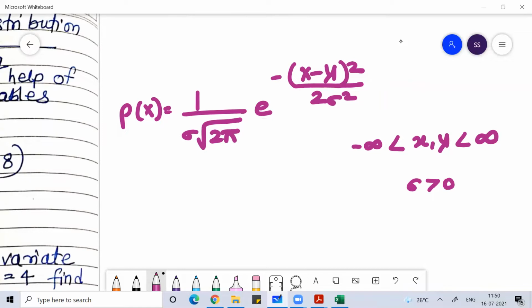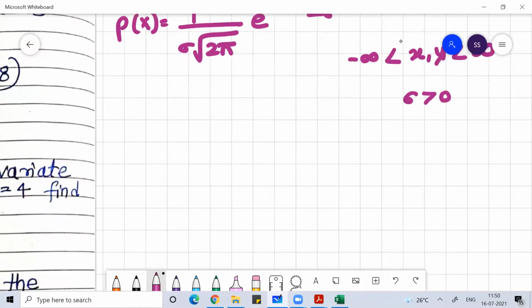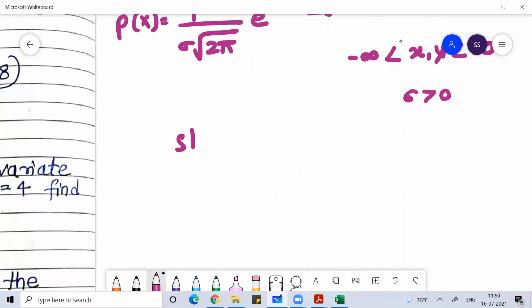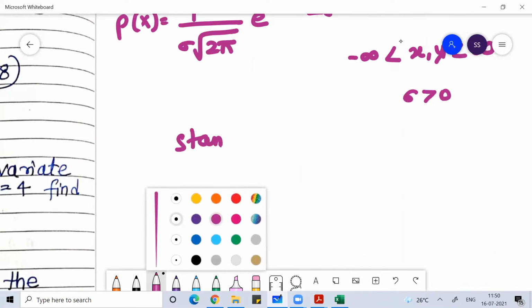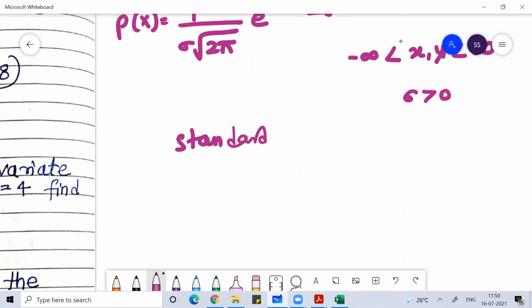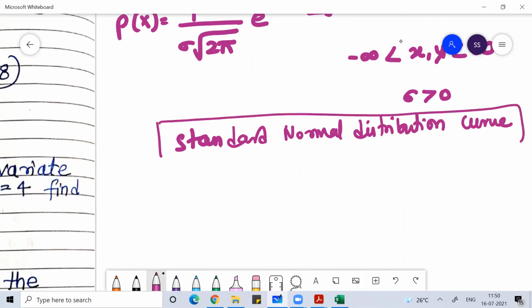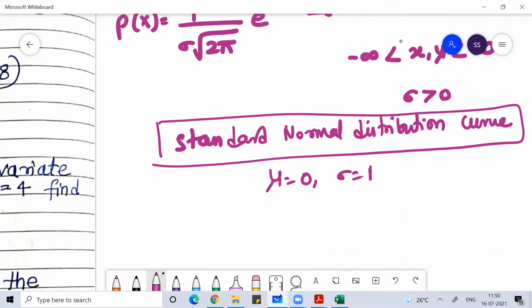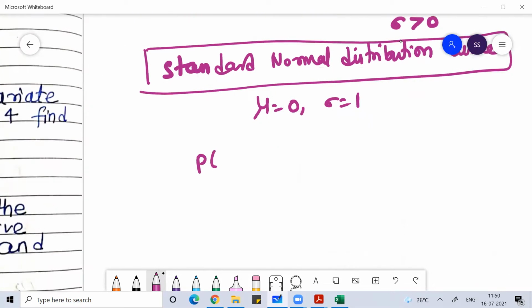Okay, now when we look into the standard normal distribution curve, your mean is equal to 0 and your sigma is equal to 1. Then we calculate the probability by using the formula.